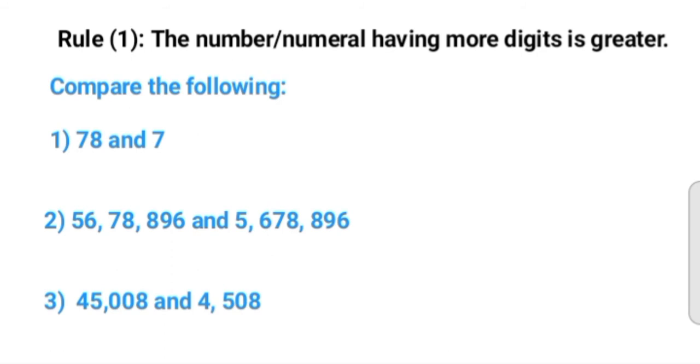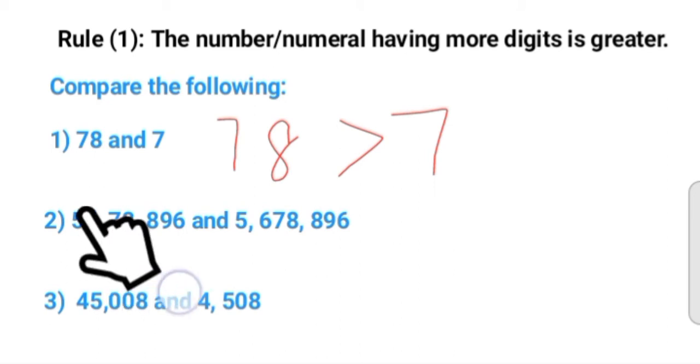By following the first rule, can you compare these numbers? 78 and 7. Here which is the smallest number? 7 is the smallest number. 78 is the biggest number. So you can write that 78 is greater than 7. Okay, next you can compare this number.